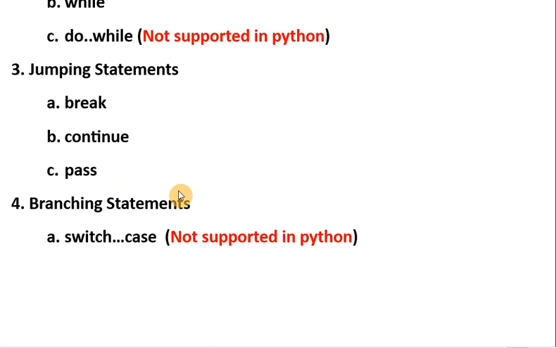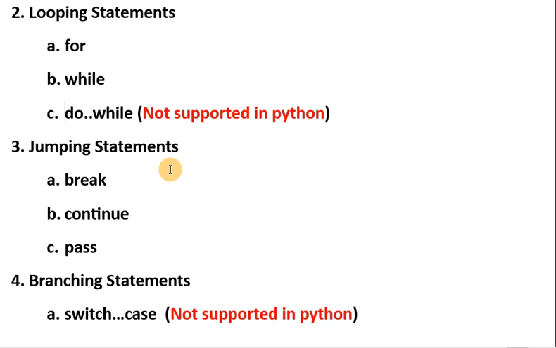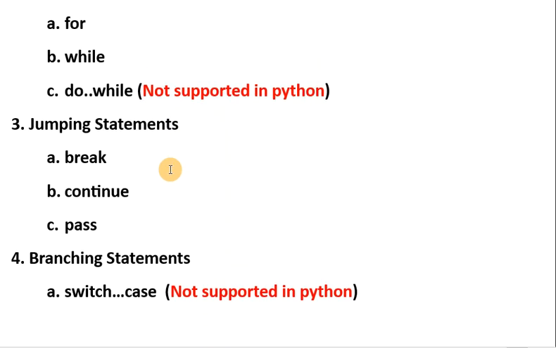But unfortunately this is also not supported in Python. So in Python, do while loop and the switch case are not supported. We can use only the if else, for loop and while loop. These we can use in Python. So this is all about the theoretical part of the looping statement. Now let's see the practical approach of how we can use these statements in our programming.